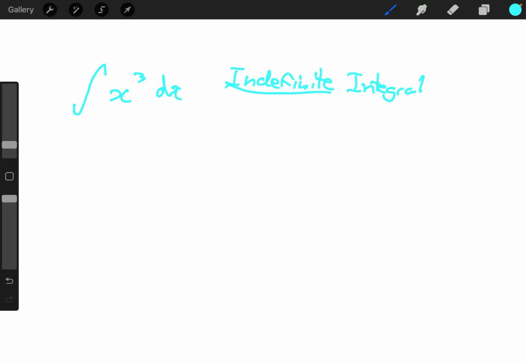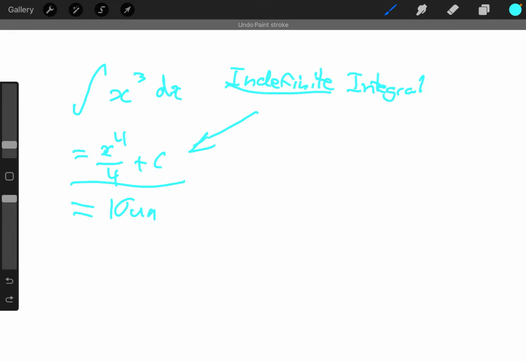So for example, this one here, that is an indefinite integral because we just have the function. We're not getting like whatever 10 units squared on this. It's just this is what you get from an indefinite.